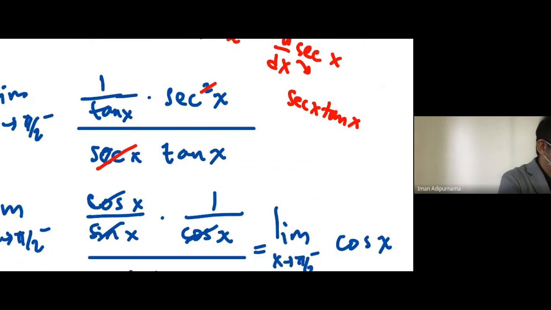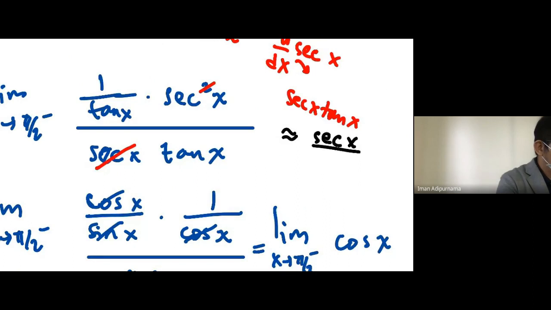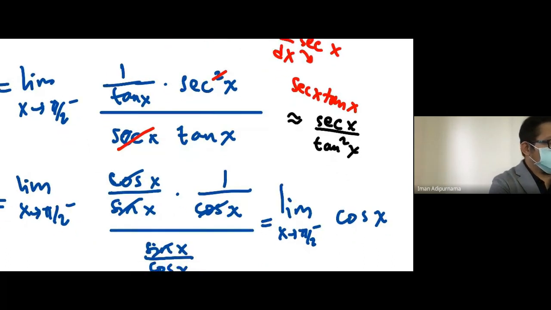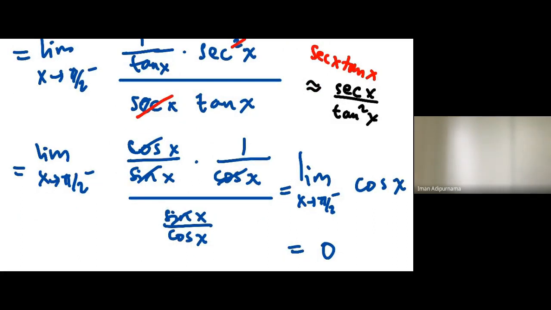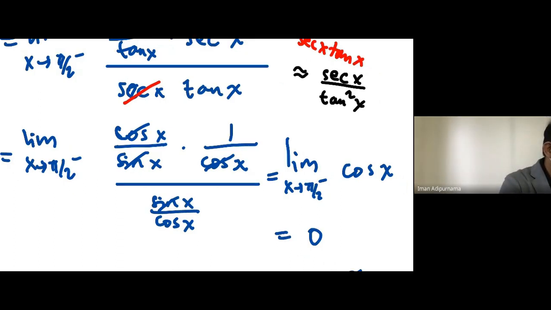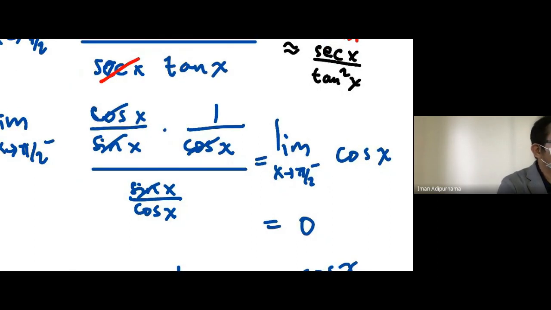So you have secant x over tangent x over tangent x. Or you can rewrite this if you want, secant x over tangent squared x. And what I'm doing here is I try to cancel out this cosine, because 1 over tangent is cosine over sine. I try to cancel this cosine, and I try to cancel this sine with the bottom one from the tangent, and it will be this is 1, and this is 1 over cos, so I will put it to the top, and it will be cosine x, right? Okay, so the result I get is the limit as x approaches pi over 2 from the left of cosine x.